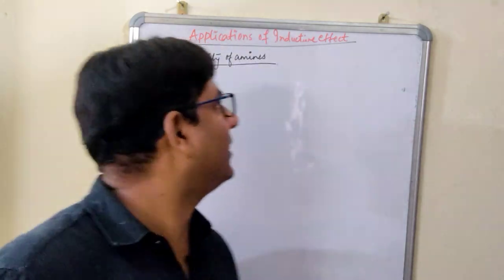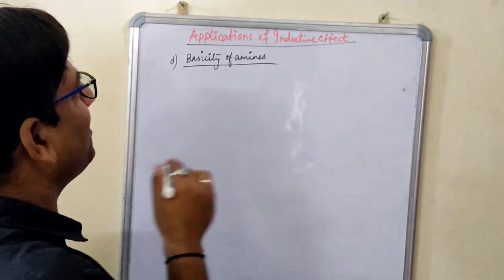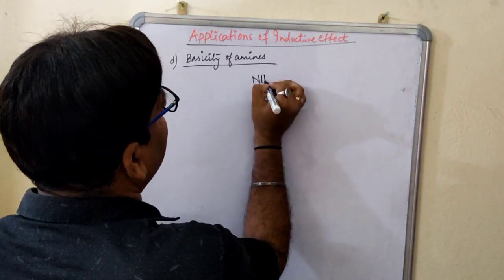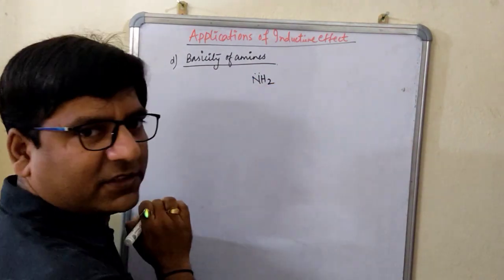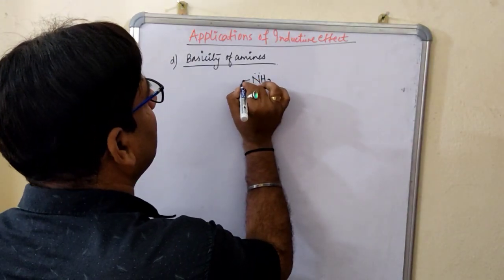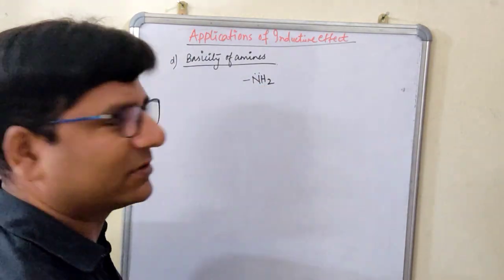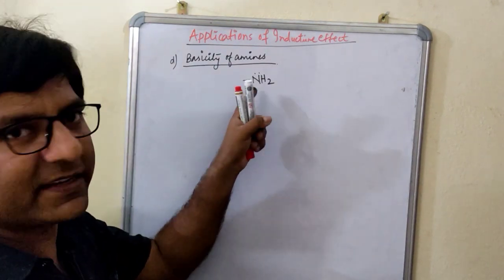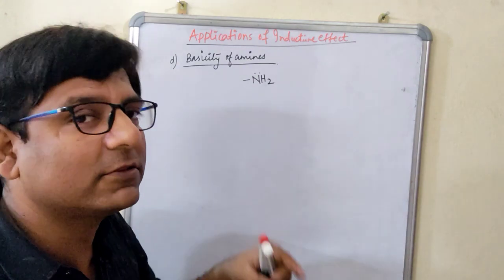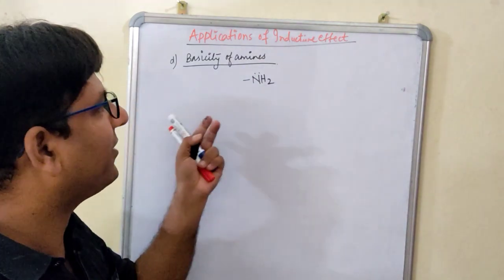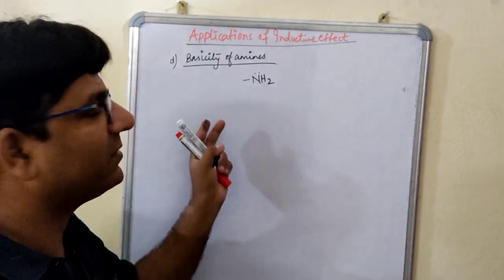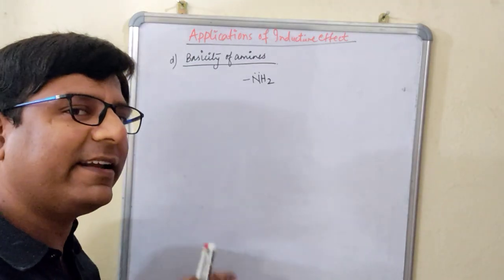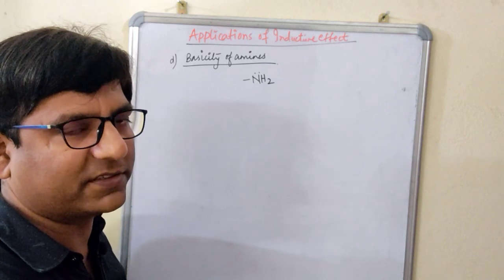So now, students, let us see the next application, that is the basicity of amines. The amines are basic in nature, that is NH2 amines. The general formula of amines is NH2. It has a lone pair of electrons. So when we say the basicity of amines, these are basic in nature. So we will talk about the basic strength of the amines. We will have different amines, so which amine is more basic in nature and which is less basic in nature, meaning the relative basic strength, we will come to know from this.